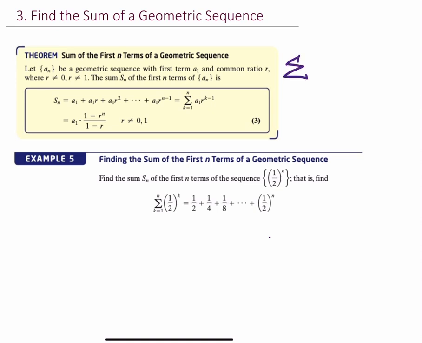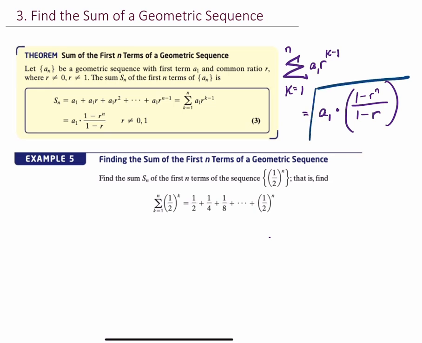This would be the sum k going from 1 to n, so the first n terms, of a sub 1 times r to the power k minus 1. That's our geometric sequence. This all will sum up to a sub 1 times a fraction, 1 minus r to the power n over 1 minus r. So if we know what our common ratio is and our first term, we can find out what it should sum up to using this formula.